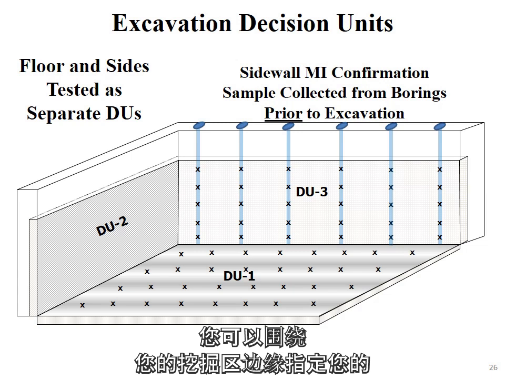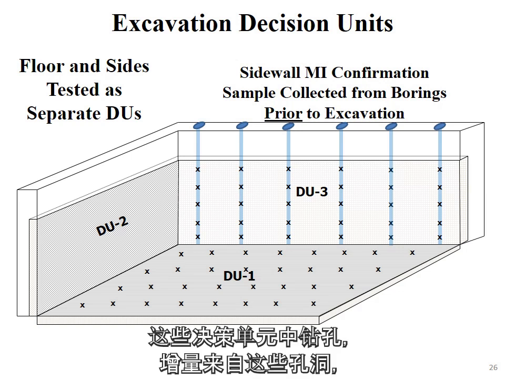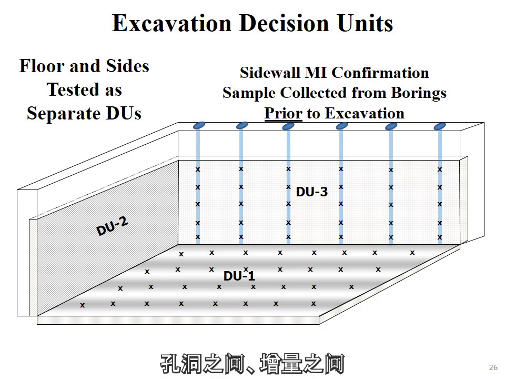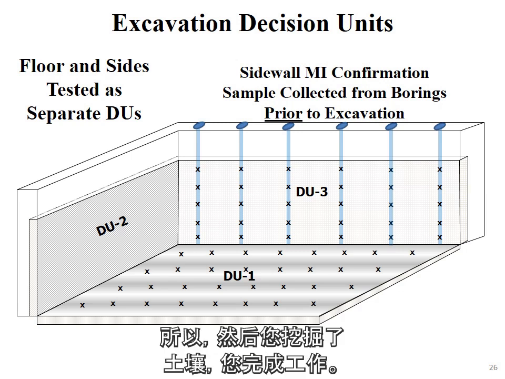You can designate your perimeter DUs around the edge of your excavation and then install borings within these DUs, collect increments from the borings, and there's a way you have to do this, make sure they're all evenly spaced between borings and between increments within a single boring. Again, you collect your confirmation samples up front. So then you excavate out your soil and you're done.